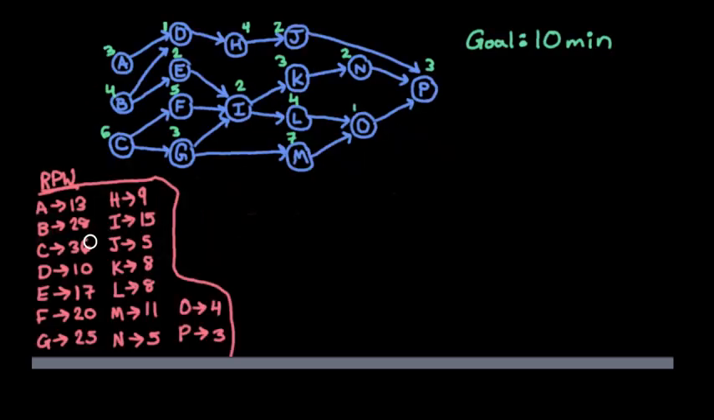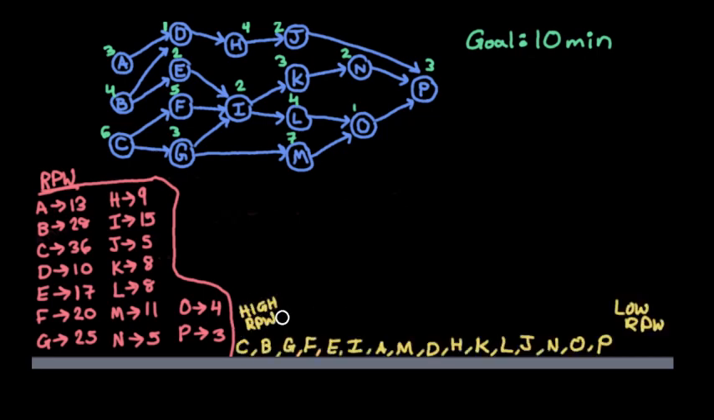And to do that, we're going to rank the elements from greatest weight to least weight. And I'll write that at the bottom here. So we got our high RPW over here and our low RPW over there. So remember that our goal is 10 minutes. One widget every 10 minutes.